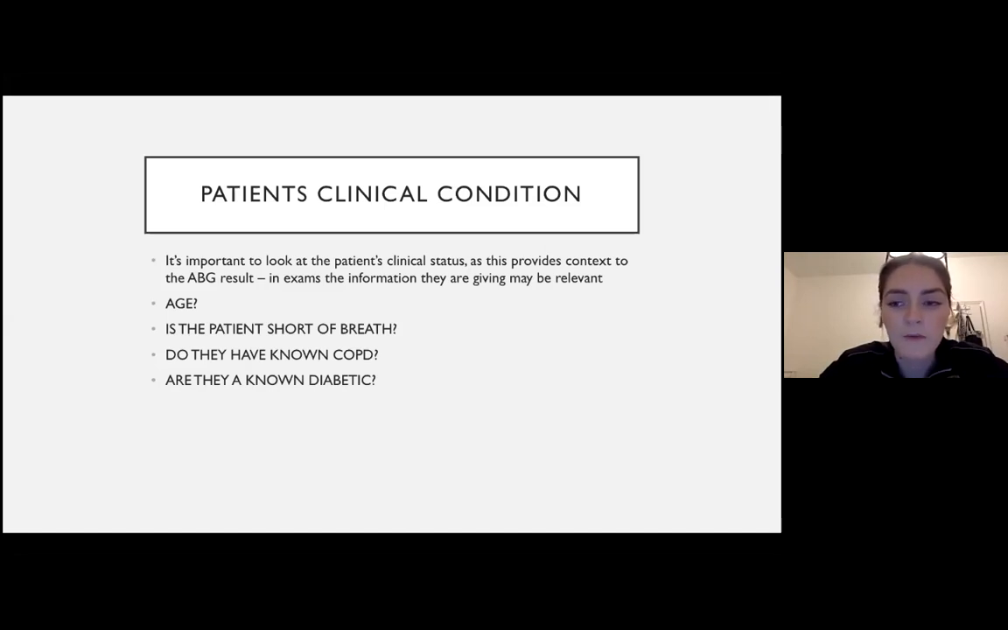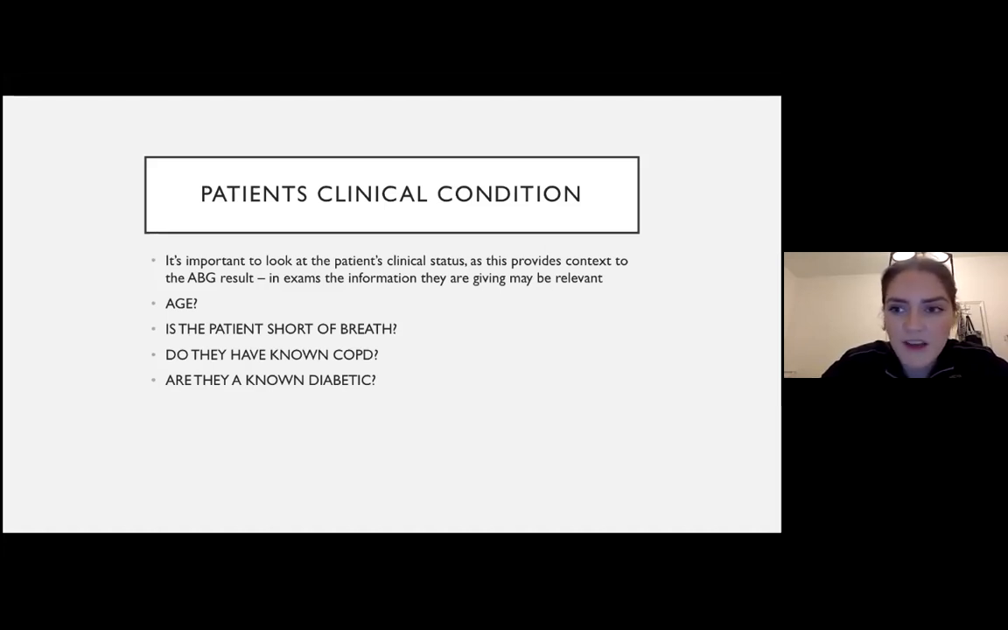It is also quite helpful in the ED, when you're looking at an ABG, to be aware of the history of the patient, because it makes it easier to understand what you're looking at. So look at the age of the patient. Are they really young? In an exam, if you've got a 5-year-old or a 10-year-old, are you thinking they could have a DKA? Because that's quite a common exam question.